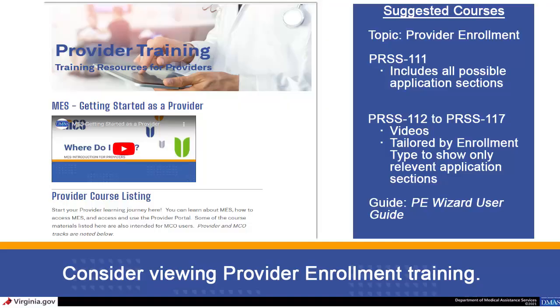While this electronic application is intuitive to use, you may want to view the training that details each section of the application. For this training topic, you can register for the PRSS 111 course that includes all possible application sections. Or if a video fits better into your schedule, you can view a video that is tailored to include only sections relevant to your enrollment type by watching the associated video in the series PRSS 112 to PRSS 117. There is also a comprehensive Provider Enrollment Wizard user guide on this provider training page.